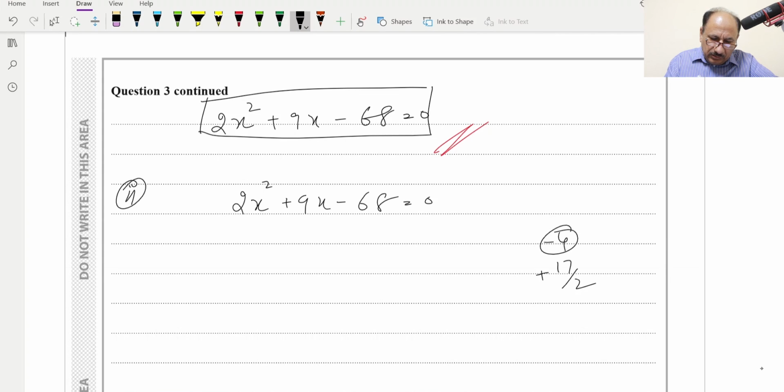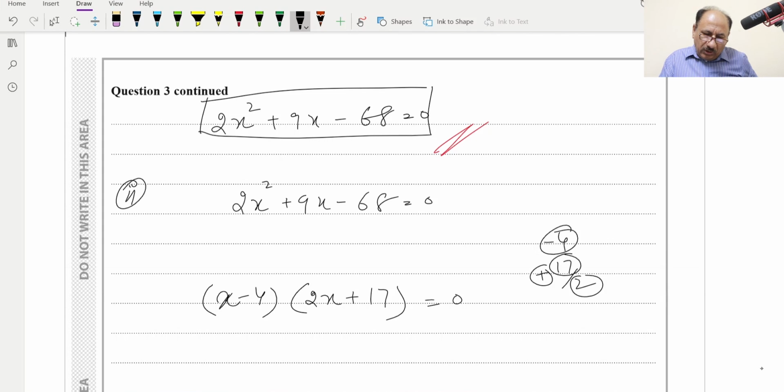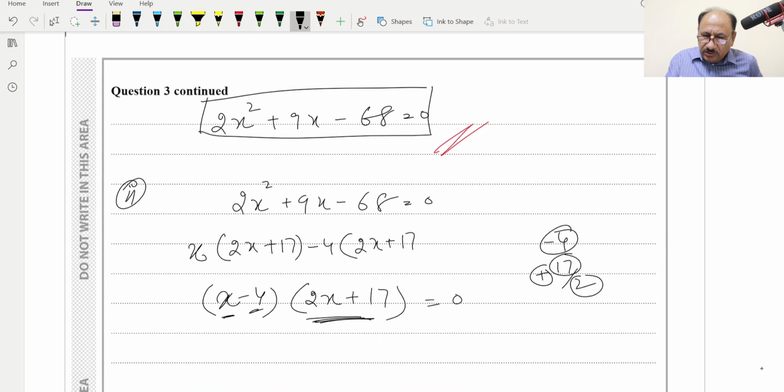So it will be x minus 4. I'm keeping gap for working. So this will be 2x, and this plus sign over here and 17 over here is equal to 0. And to provide working for the examiner, first you will write x, then this term which is 2x plus 17 and minus 4, and 2x plus 17 is equal to 0, and this will be the sufficient working which we have provided.